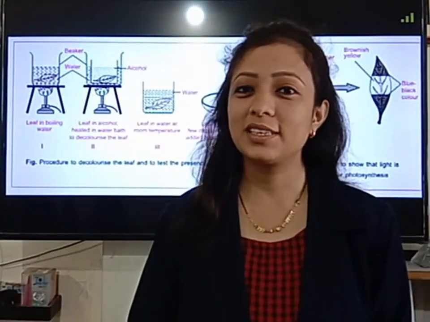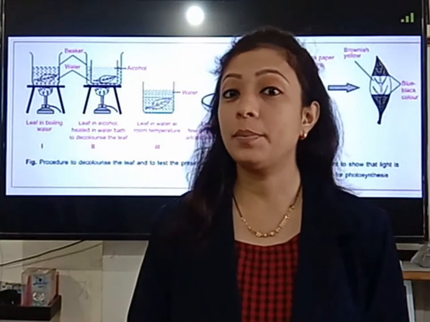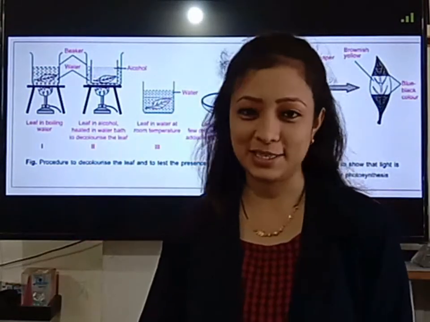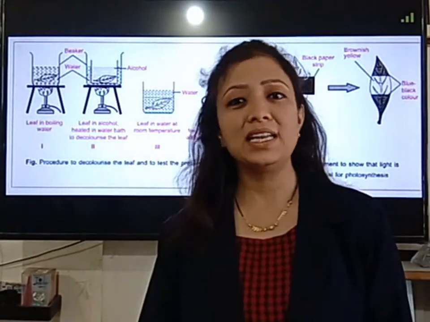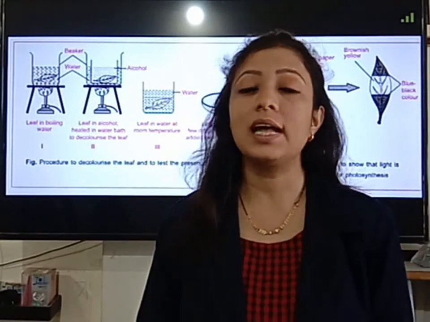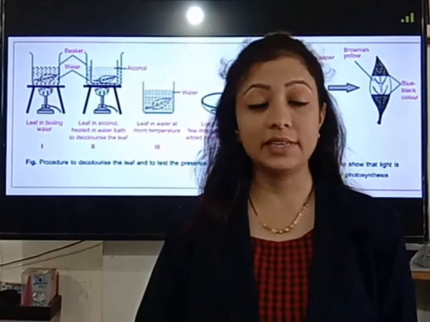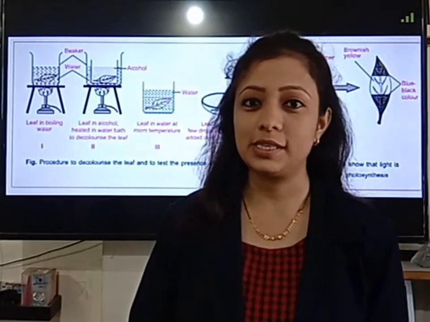Today we are going to discuss the most important and most interesting topic of the chapter life processes, that is the photosynthetic experiment. So children, in this experiment we are going to learn what are the conditions that are necessary for photosynthesis. In the previous lecture we discussed that carbon dioxide and water are the raw materials required for photosynthesis.